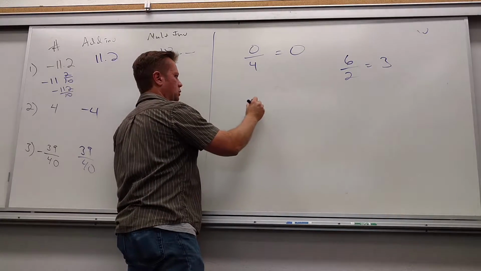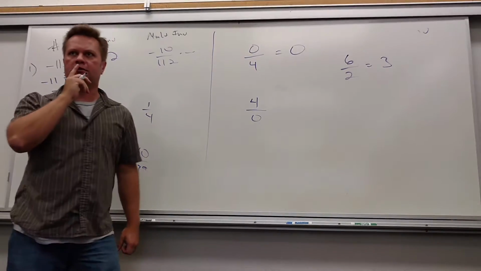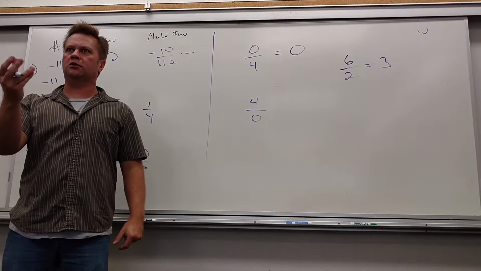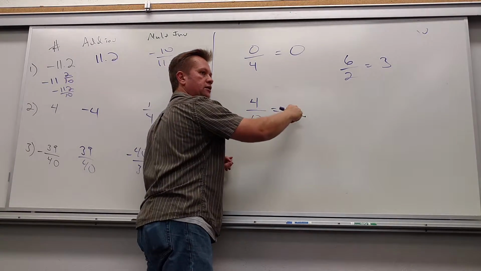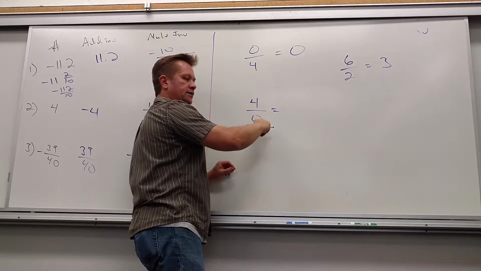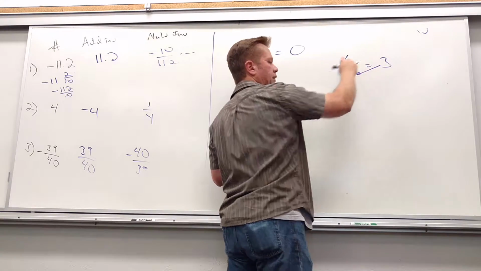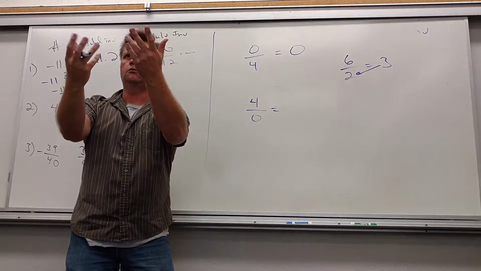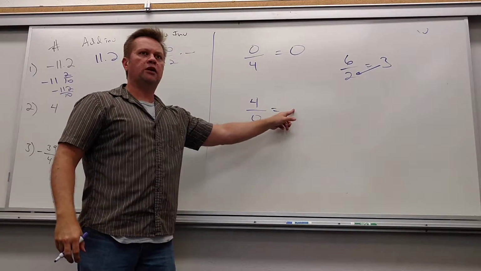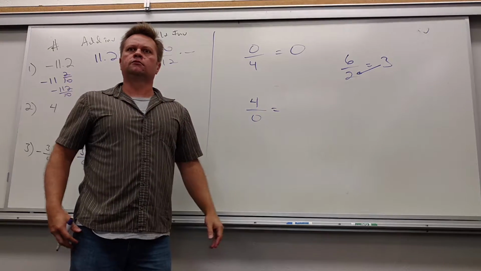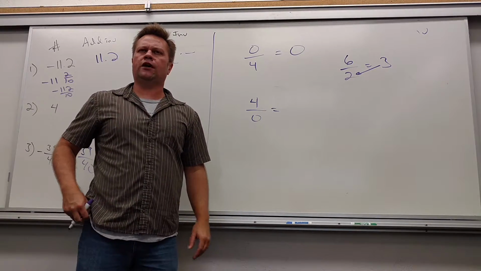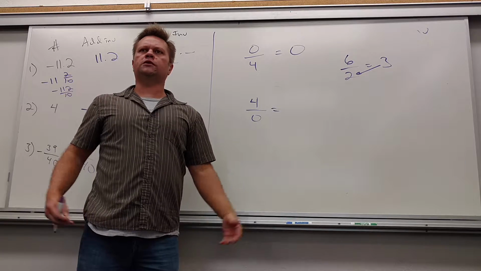So the physical interpretation of this is very strange. I'm not going to start there. I'm going to start with the mathematical interpretation. The answer has to be the number that when I multiply it by 0, I get 4. The same way this was 3 because I multiply by 2, I get 6. Are you guys with me? What number do I multiply by 0 to get 4? Is there a number defined to do that? No, so it's undefined.